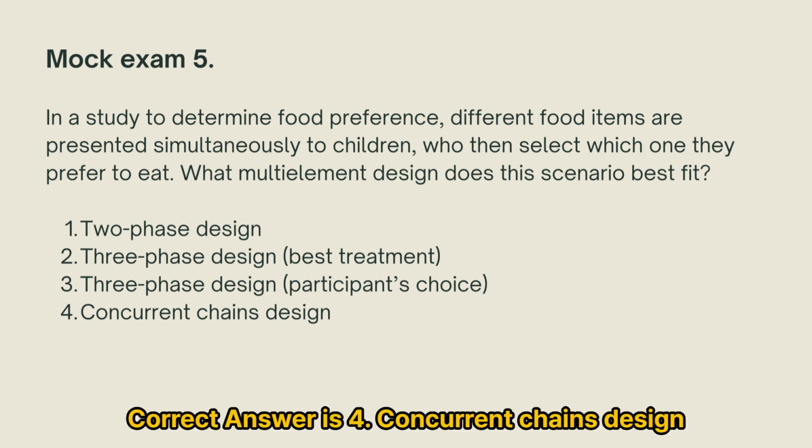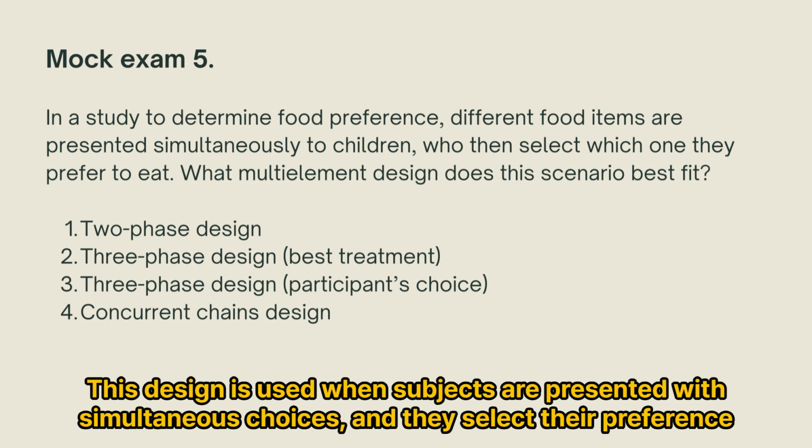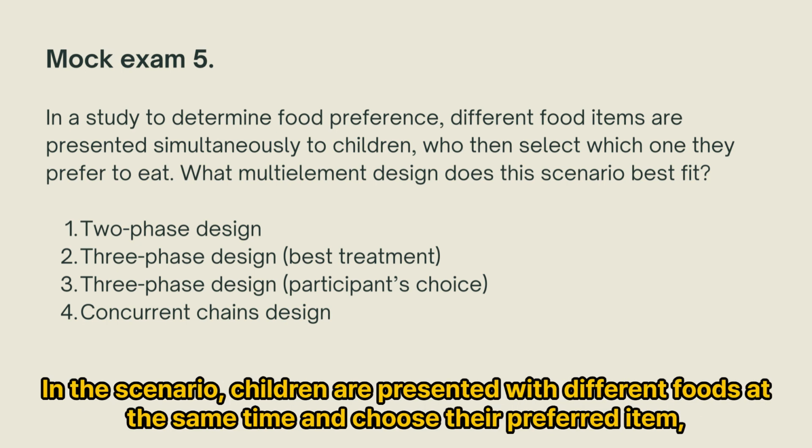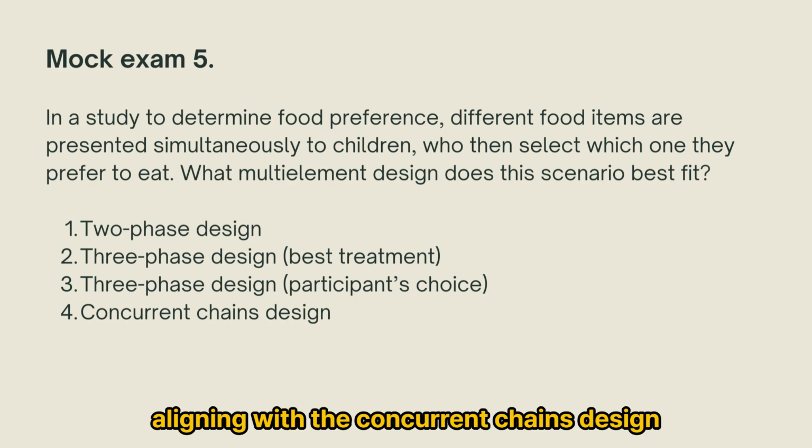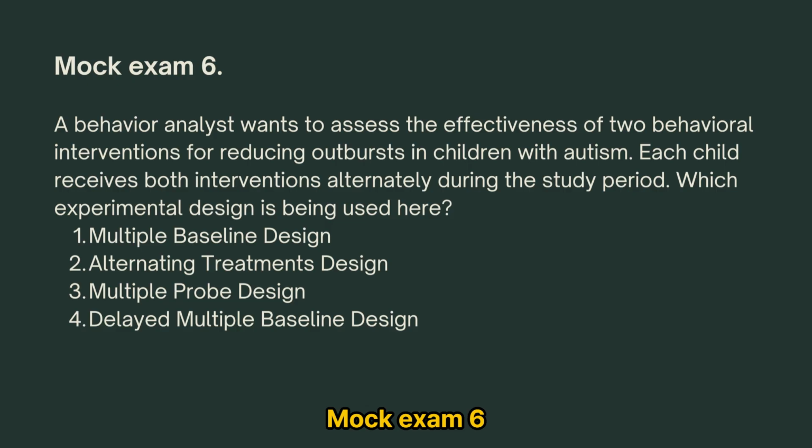Correct answer is 4. Concurrent chains design. This design is used when subjects are presented with simultaneous choices, and they select their preference. In the scenario, children are presented with different foods at the same time and choose their preferred item, aligning with the concurrent chains design.